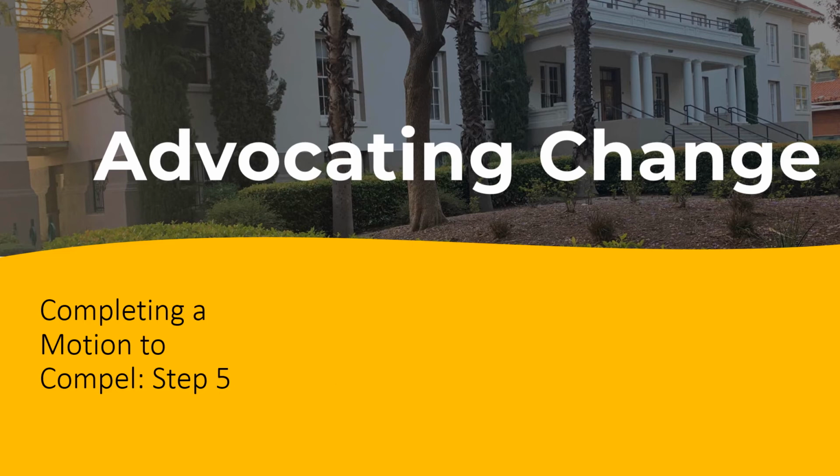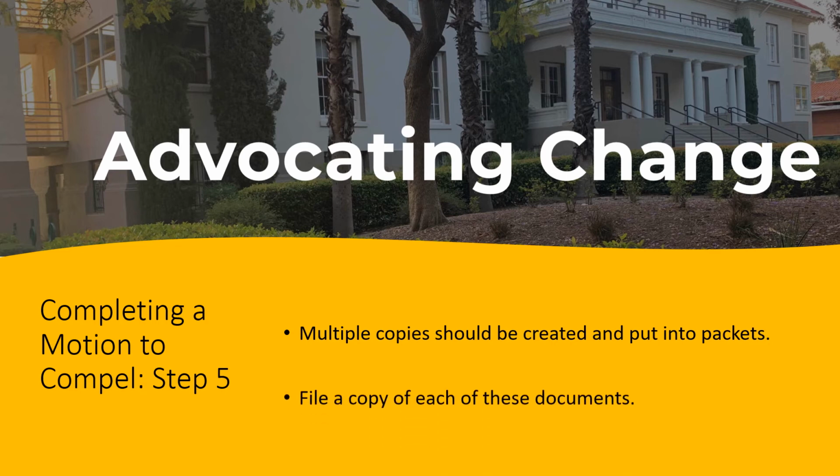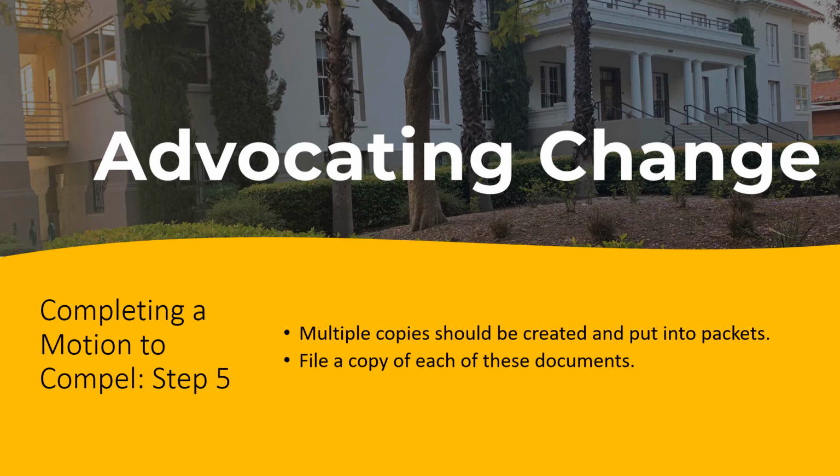Completing a motion to compel. Step 5. Once all documents have been completed, multiple copies should be created and put into packets with one of each of the documents put into a single packet. You can file a copy of each of these documents separately or combined to the court and to your opposing party. Make sure to be aware of responses because this can change the time you have to respond.